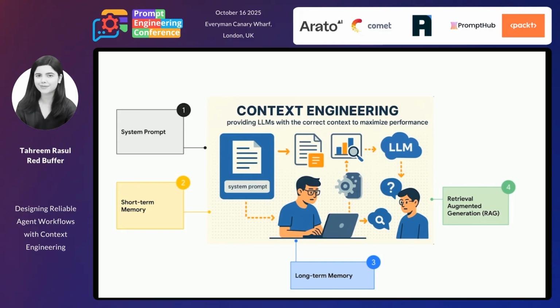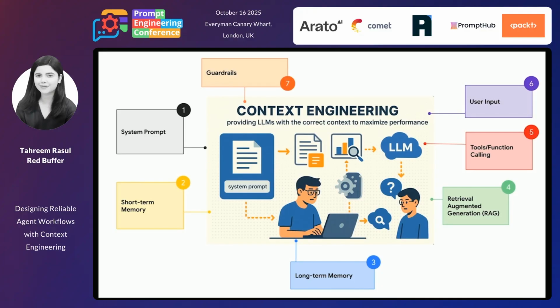It has retrieval augmented generation, for example, if you have an external database, how do you index things and then how do you retrieve it? We also have tools and function calling and user input, right? What is the user asking? How are they asking it? And some people also say that guardrails is also a part of context engineering, but it's a bit controversial. But I think anything that influences how your LLM is going to give you the output is going to be part of context engineering. Right.